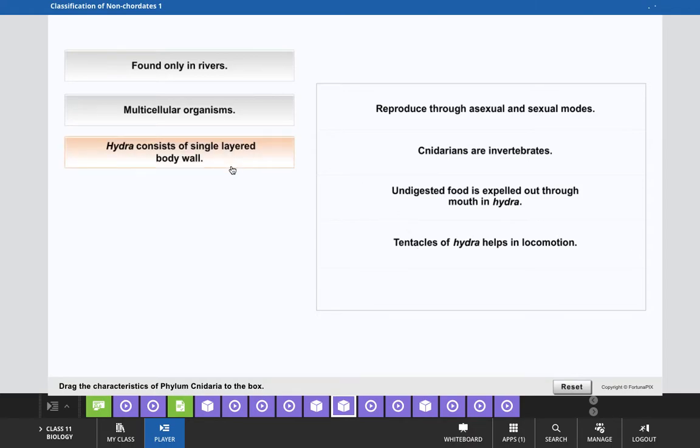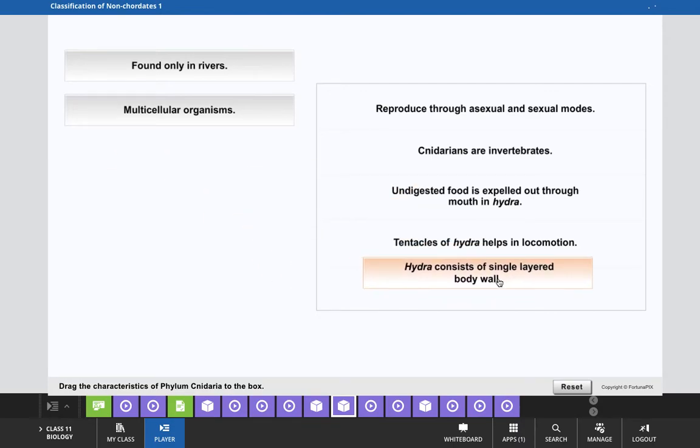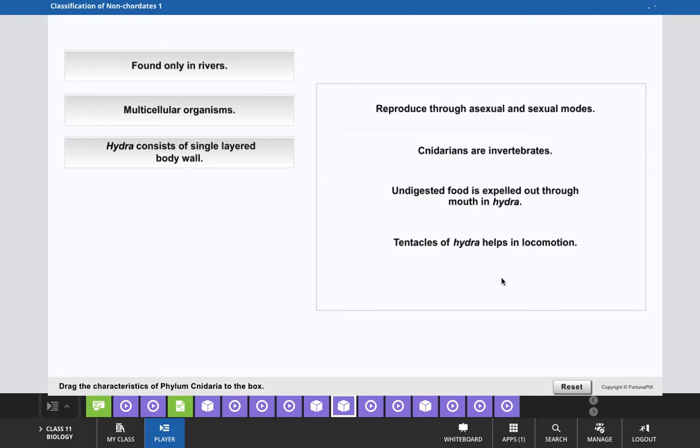Now, what about these three characteristic features? Are they not true for the cnidarians? Multicellular organisms found only in rivers. Hydra consists of single layered body wall. These we are not able to fix here. That means try again. These three characteristic features that we are not able to put here, that means these are not the characteristics belonging to that one, or we can say they are not true in that case.